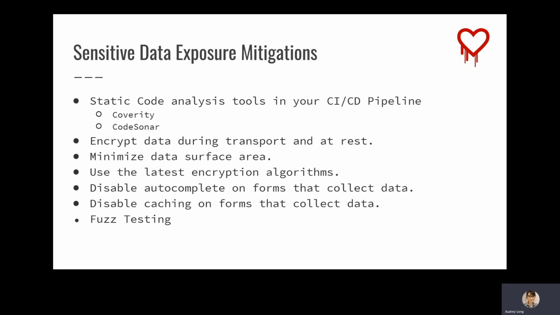Encrypt data during transport and at rest. That's very important, just to make sure we're on the same page. The encryption will allow, if the data got leaked, maybe it's harder for the attacker to find out what kind of information you're actually sending. Minimize the data surface area. Use the latest encryption algorithms. NIST has a great example of all of the up-to-date and highly recommended encryption, so definitely check out NIST's website. Disable autocomplete on forms that collect data. Disable caching on forms that collect data, and do some fuzz testing. You know, throw a bunch of random inputs at your code and see how it responds.